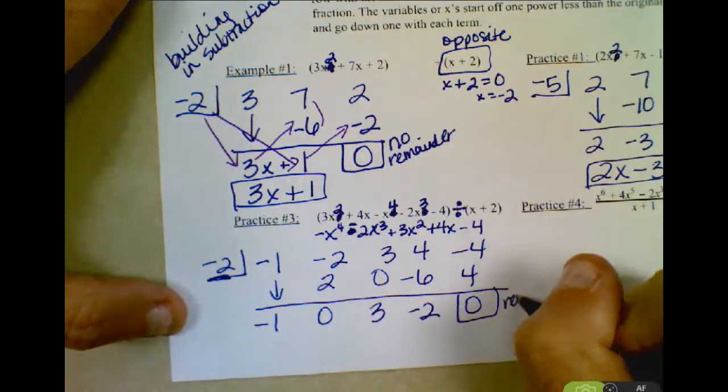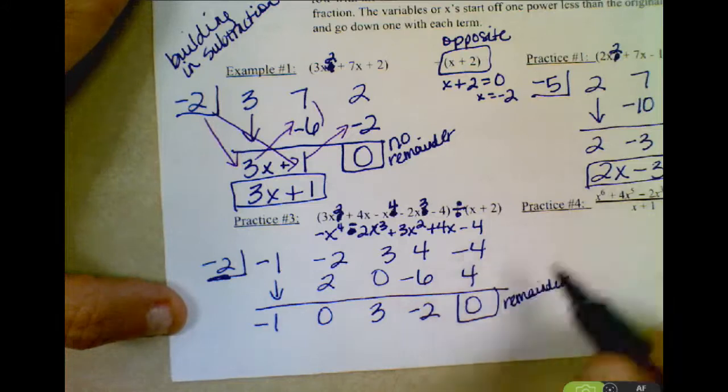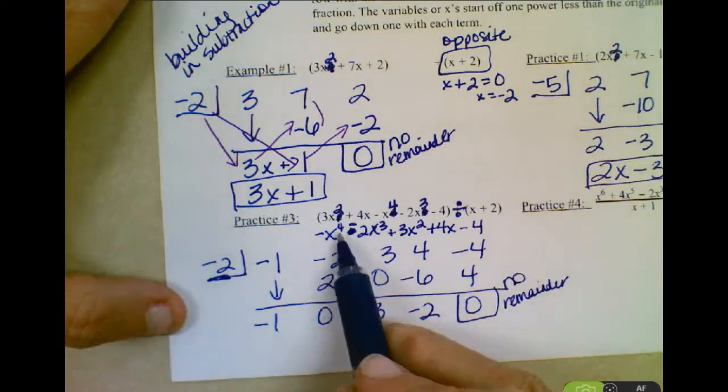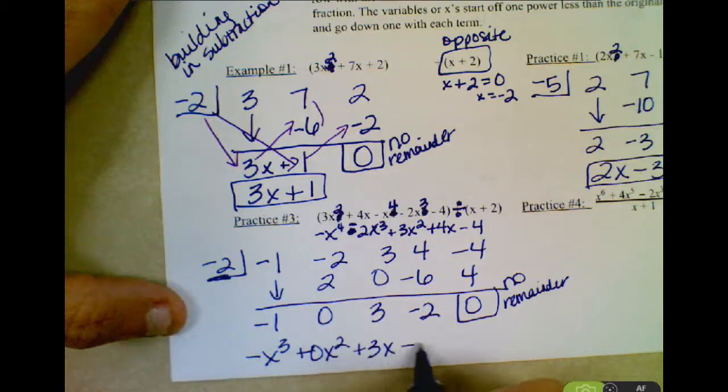That is not going to happen all the time. Just to forewarn you of what's coming in the next section. Okay, so because this began with an x to the fourth, our answer is going to be 1 degree less than that. So it's going to be negative x cubed plus 0x squared. You can put the x squared if you'd like it to in there, but you don't have to. 3x minus 2.